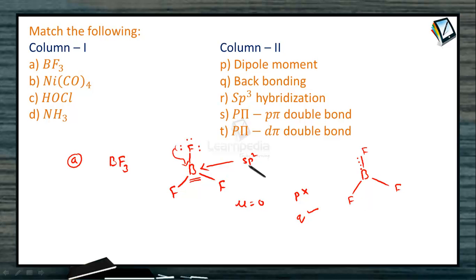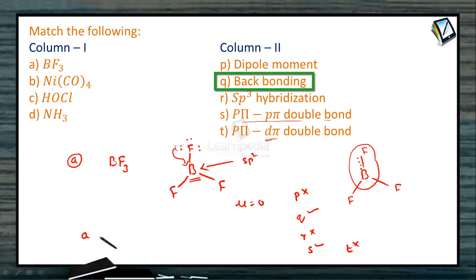And the type of hybridization we have discussed is sp2, but it is given as sp3, so R is wrong. P pi p pi double bond: just now we have seen there is a p pi p pi double bond between the central atom boron and fluorine. Therefore S is right. And it is not p pi d pi double bond, so T is wrong. So option A goes with Q and S.